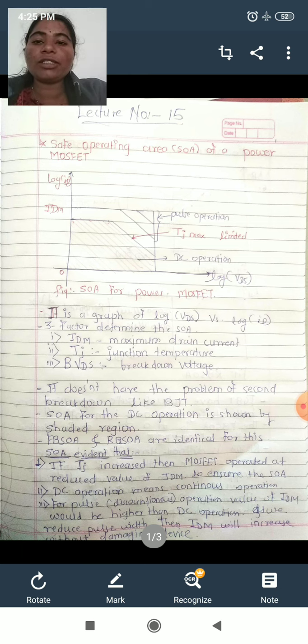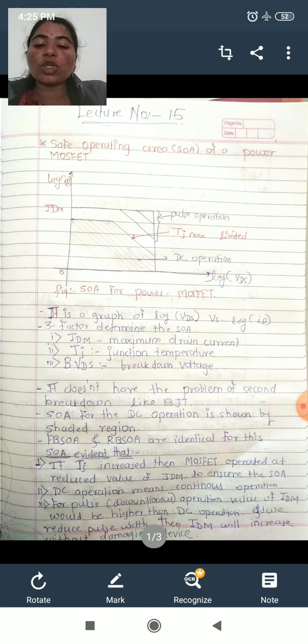Now if we increase Tj, that is the junction temperature of the MOSFET, it operates at a reduced value of IDM. IDM is nothing but the maximum drain current, to ensure the safe operating area. Second point for the safe operating area is that DC operation means continuous operation. And third point is that pulse is nothing but discontinuous operation. We can say that pulse means discontinuous and DC means continuous operation.